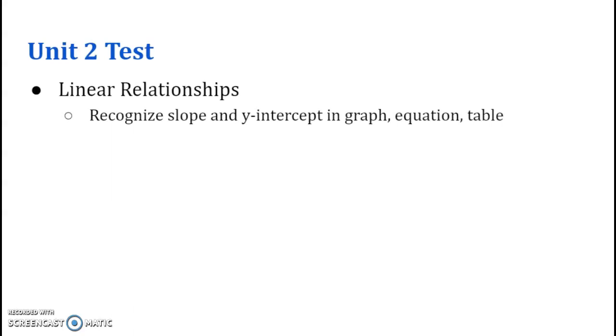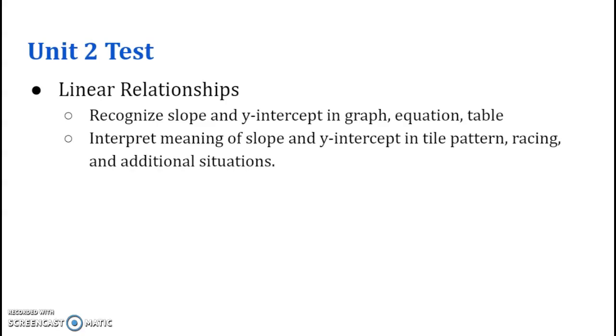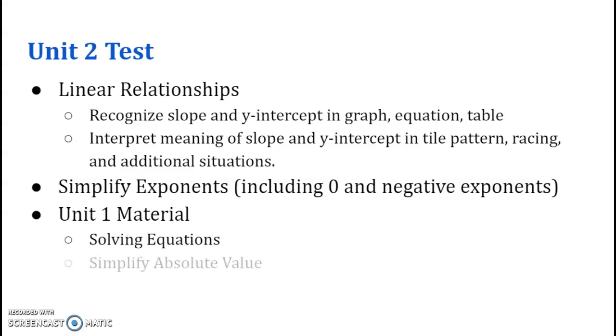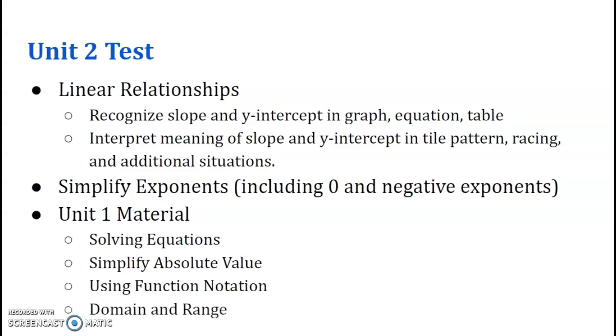Let's talk about the Unit 2 test. It's going to be on linear relationships, recognizing slope and y-intercept in graphs, equations, and tables, and interpreting the meaning of slope and y-intercept in tile pattern, racing, and additional situations. And simplifying exponents, including zero and negative exponents. So this is new. And Unit 1 material: any of the Unit 1 material is fair game. That means solving equations, simplifying absolute values, and using function notation, domain, and range.